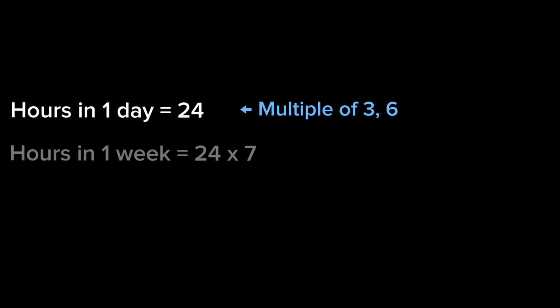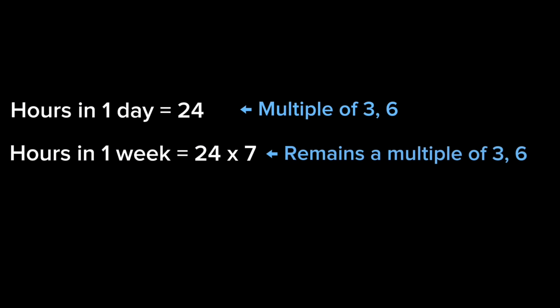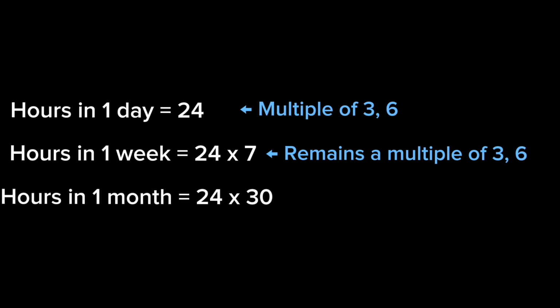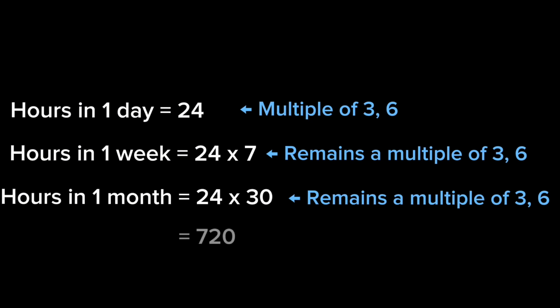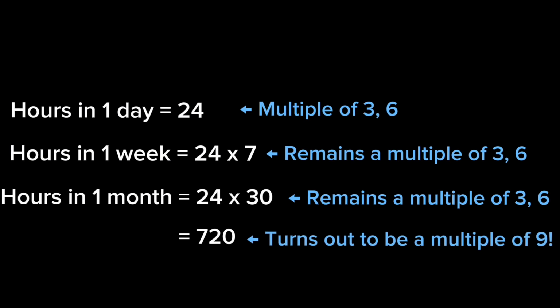For example, since the number of hours in one day, 24, is already a multiple of 3 and 6, the number of hours in 1 week will remain a multiple of 3 and 6 since we just multiplied 24 by 7. The number of hours in one 30-day month will also remain a multiple of 3 and 6 since we just multiplied 24 by 30. However, this number, 720, turns out to be a multiple of 9.